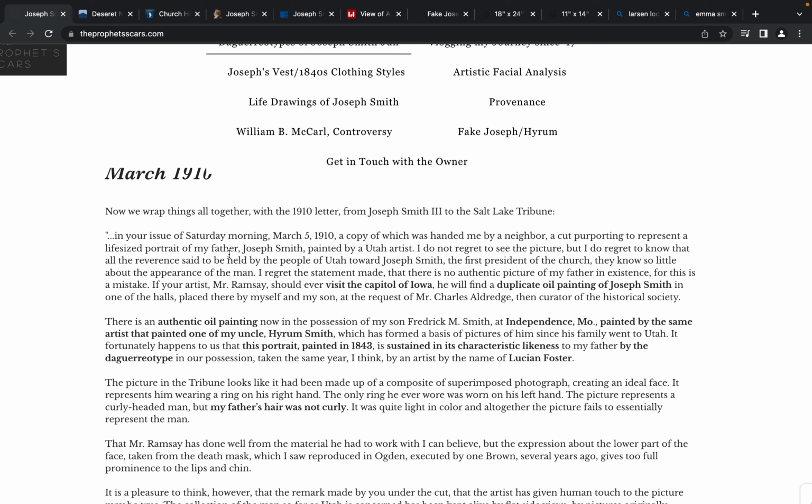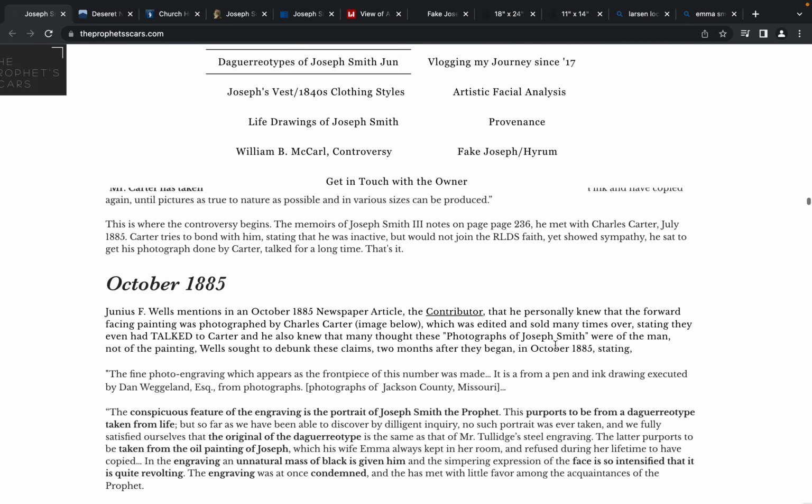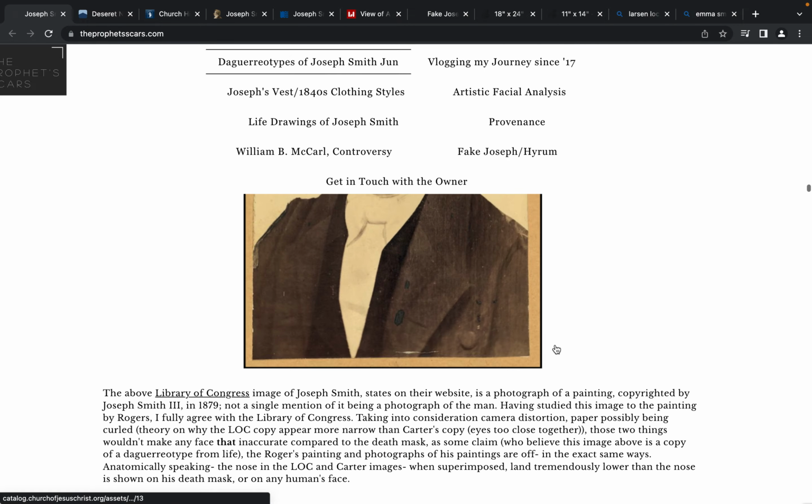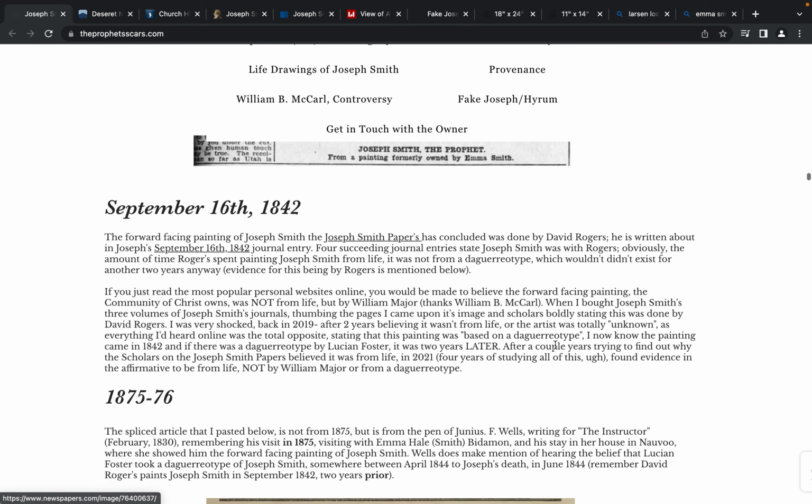He's saying, yeah, Ramsey, I don't like his painting so much. Go check out the duplicate oil painting. Look at that one, you can see the authentic one. It was painted by the same artist that painted my uncle Hiram Smith. Who also painted Hiram Smith was David Rogers. And you can find the links to that right here.